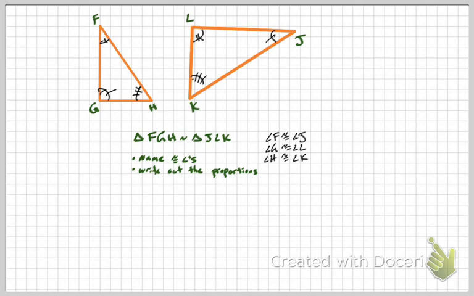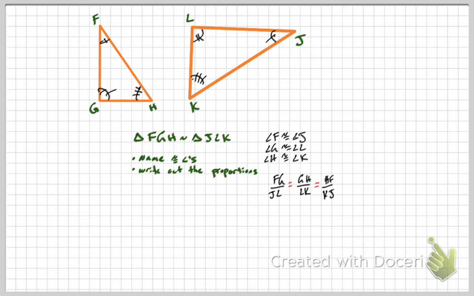Now, the other thing I want to do is create my ratios. So I'm going to have FG, which corresponds to JL. I'm going to have GH, which corresponds to LK. And then I'm going to have FH, or HF, if we want to go from back to forward, HF, which corresponds to KJ. And so those are all of our corresponding ratios. And because these figures are similar, those ratios are equal.